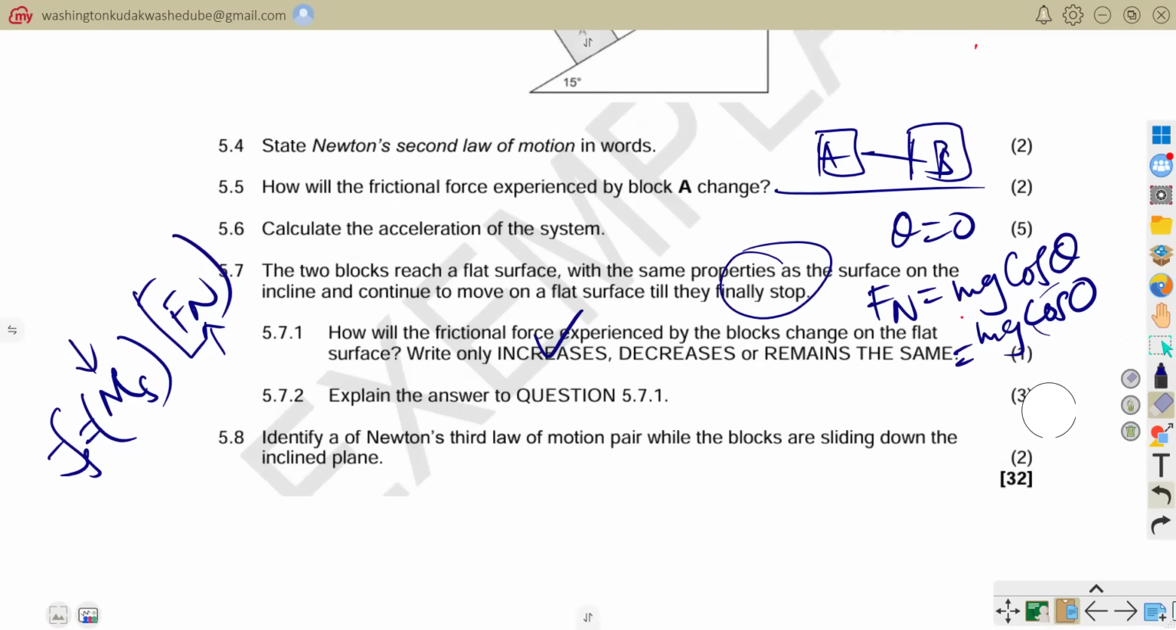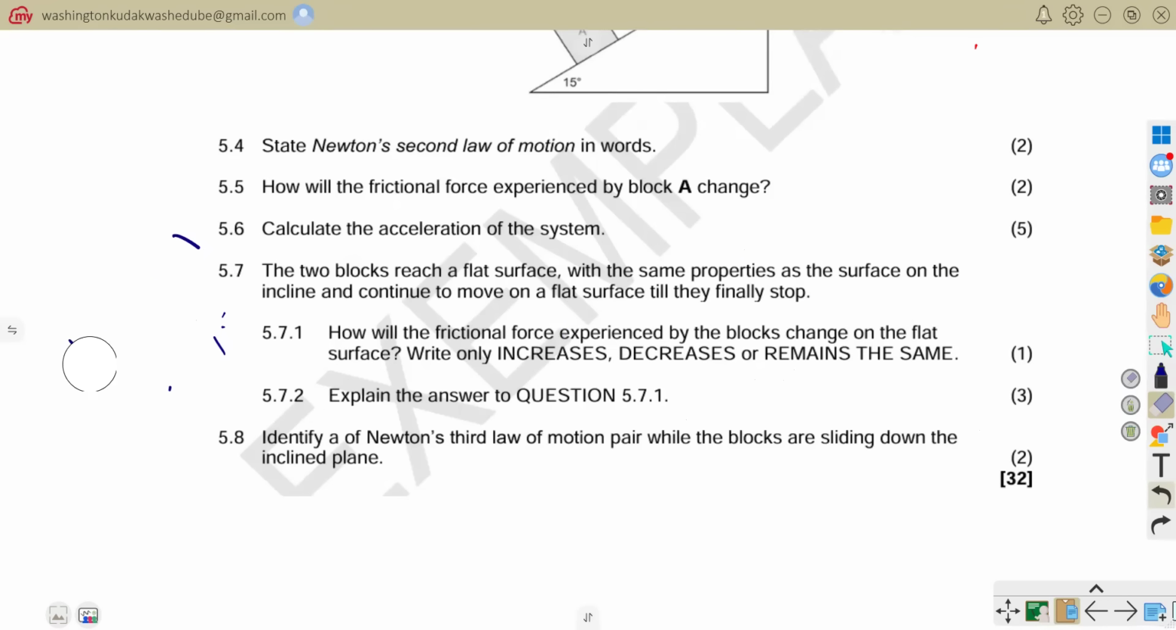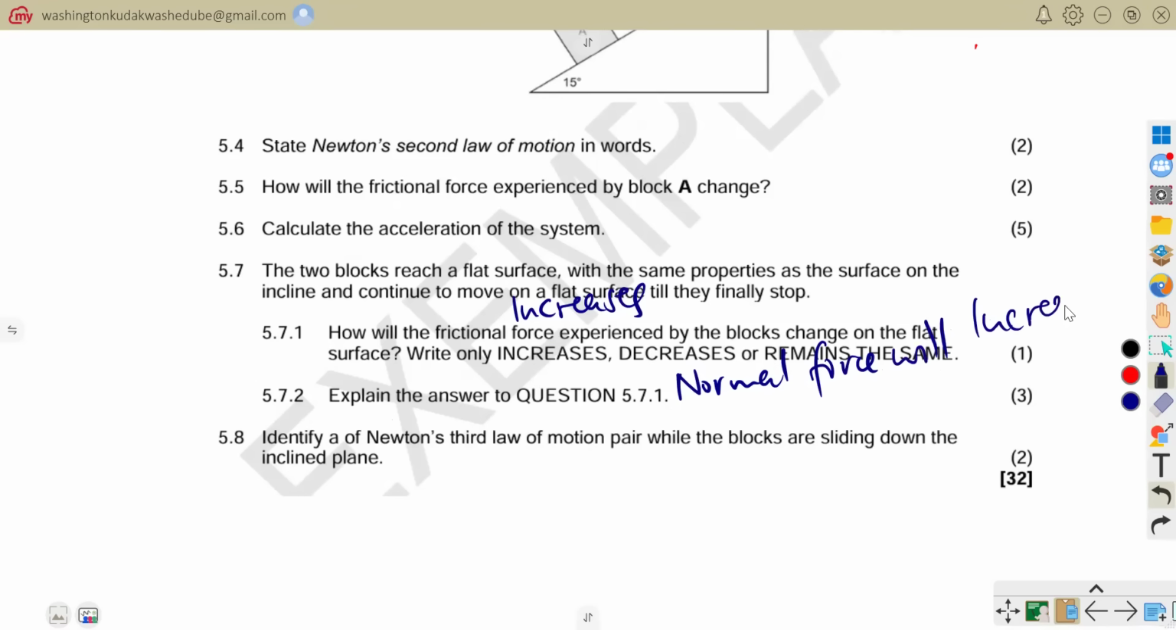So just to shorten that, someone would ask how they are supposed to write it, because you are just mumbling. You are supposed to say it increases. Why? Because the normal force will increase, since the coefficient of friction remains the same.